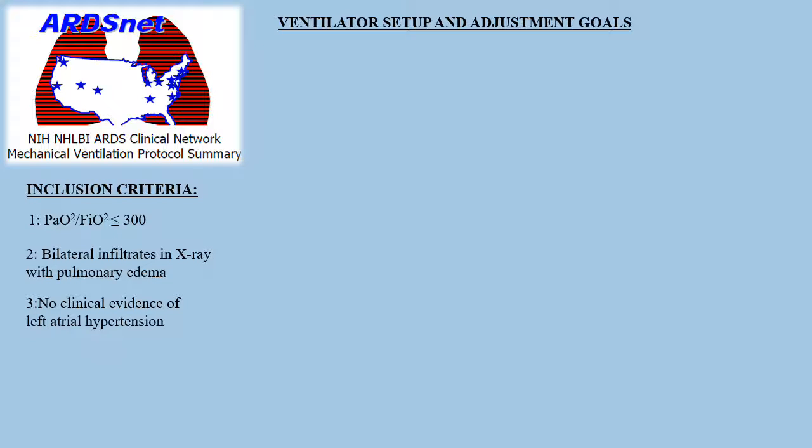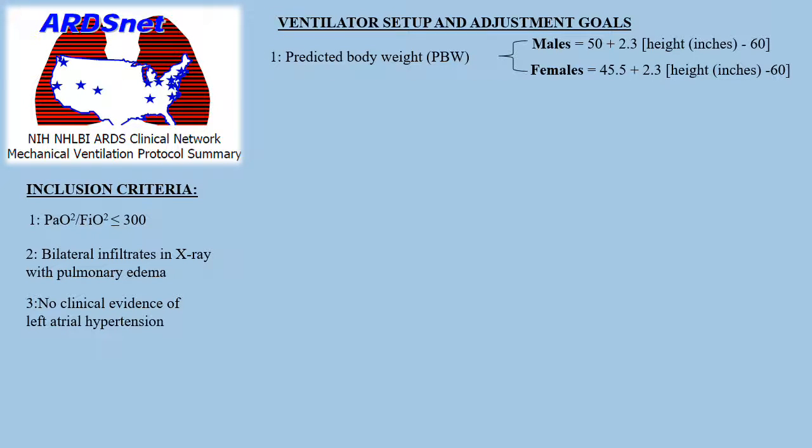Being a nurse, it is very necessary for us to know the goals of a patient with ARDS. First goal is predicted body weight. You must calculate the patient's predicted body weight, and you can calculate it by using these formulas. Here is a different formula for male and different for female.